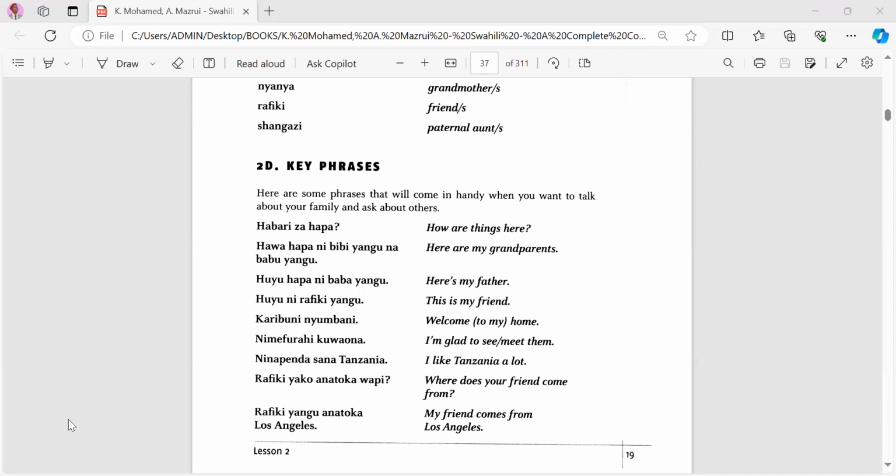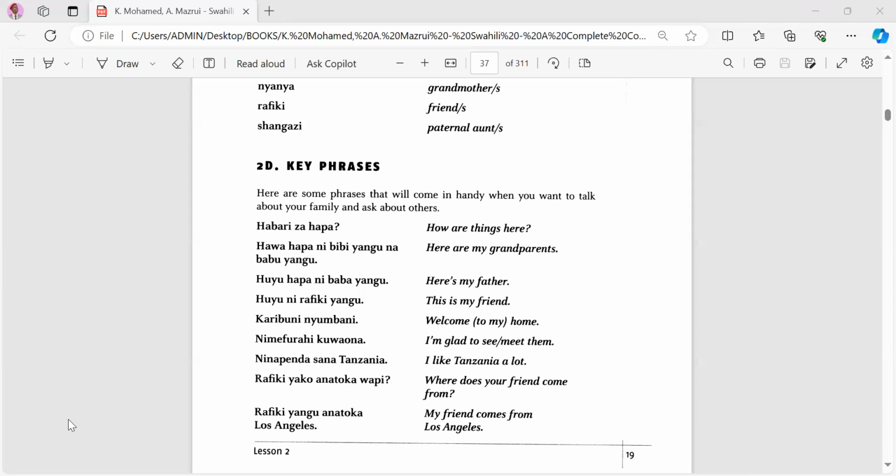Huyu hapa ni baba yangu. Here's my father. Oh, sorry, I was reading the other one. Huyu ni rafiki yangu. This is my friend.